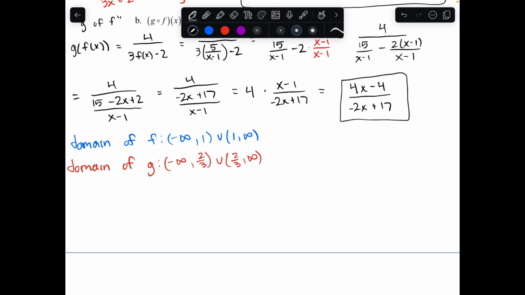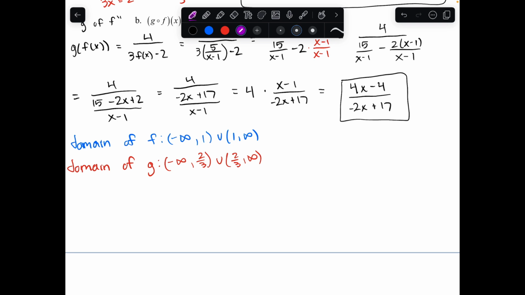So, we know the individual domains of f and g, but this time the inputs have switched. f is our input to g. So we need to make sure that our f is not equal to the problem number of g, which is 2/3. So how am I going to figure out what x value that is? I'm going to set f equal to the problem number of 2/3.